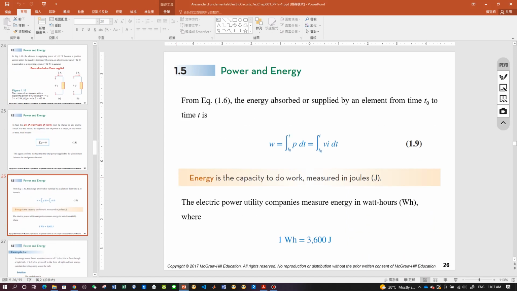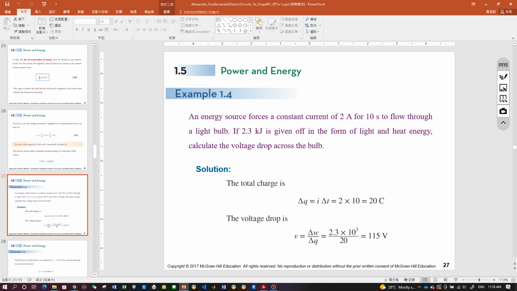So this should be power and energy. Of course, energy is the capacity to do work, measured in joules. Sometimes it is, for example, watt-hours. The energy is the integral of the power with respect to time. The power is equal to V times I.